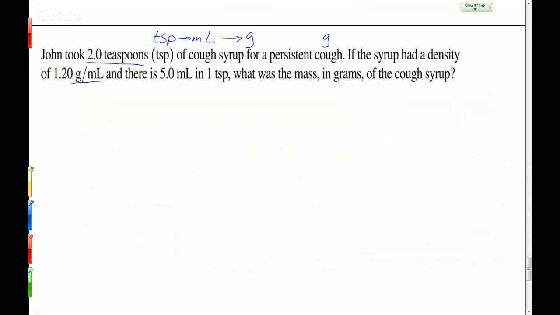Okay, so now we've got our map. Let's write it out. So that's going to be teaspoons, cancel teaspoons, and get milliliters. Then cancel milliliters and get grams. 2 teaspoons, and then we're told that there are 5 milliliters in a teaspoon. And the density tells us 1.2 grams per milliliter. So we evaluate that out. 2 times 5 is 10. 10 times 1.2 is 12.